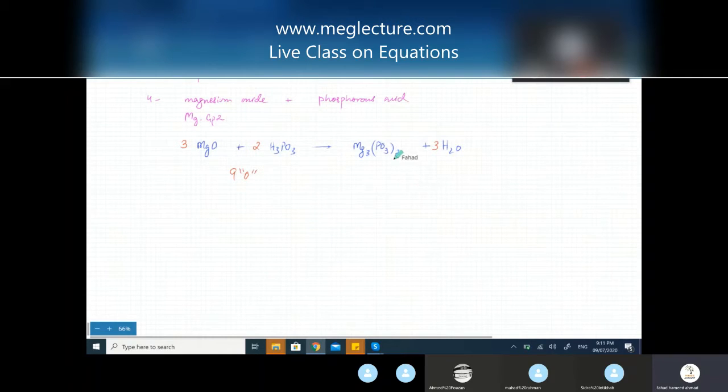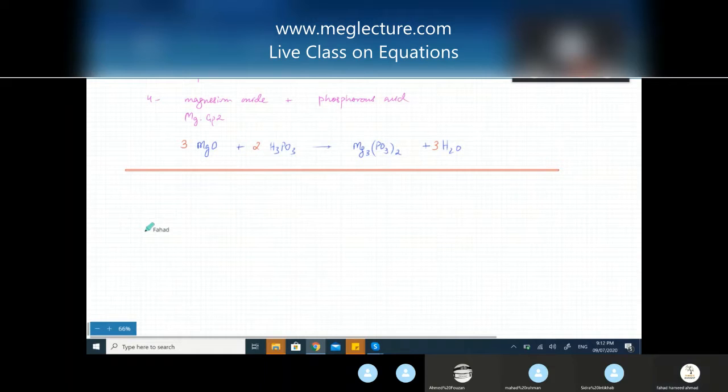How many oxygens are there over here? 3 into 2, that's 6 oxygens, and there are 3 oxygens over here. So that's also 9 oxygens. So the most difficult one automatically gets balanced. And so you have other equations as well. So let's move to the third reaction.